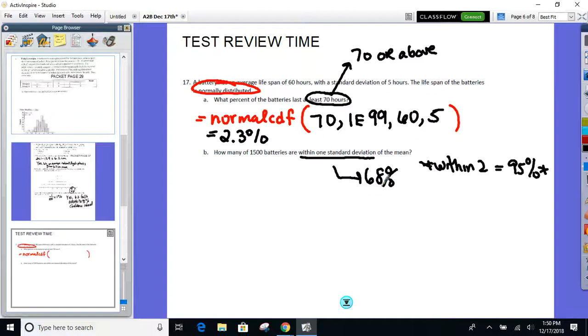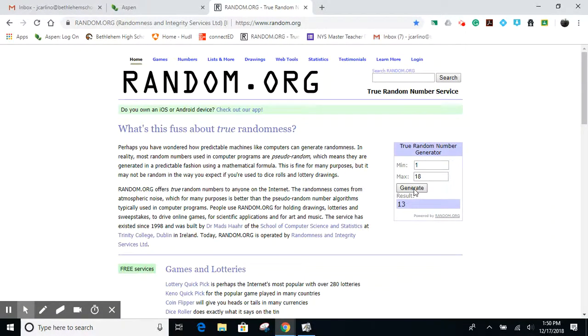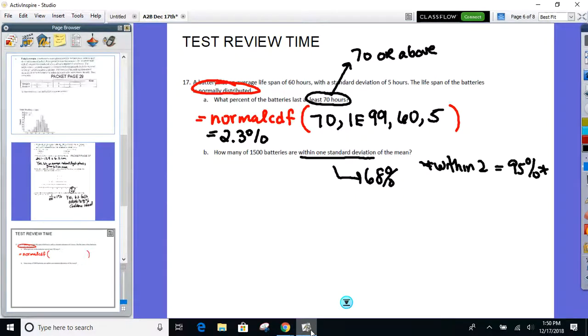How do you find how many batteries then? Of the 1,500, 68% are within 1. No normal CDF here. All right, let's dig deep. What do you got, Rachel? So you're setting up a proportion. That's one way. All right. Guys, there's 1,500 batteries. We know 68% of them are within 1. So what can I do with the 1,500 and the 68?